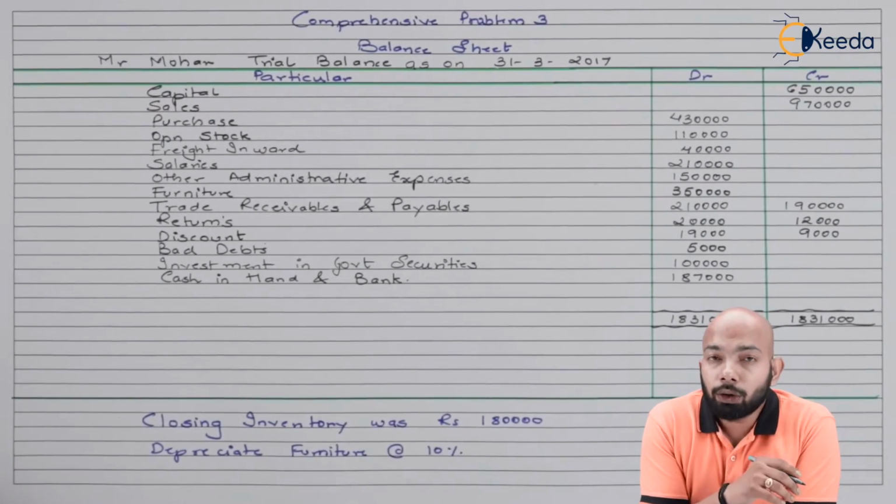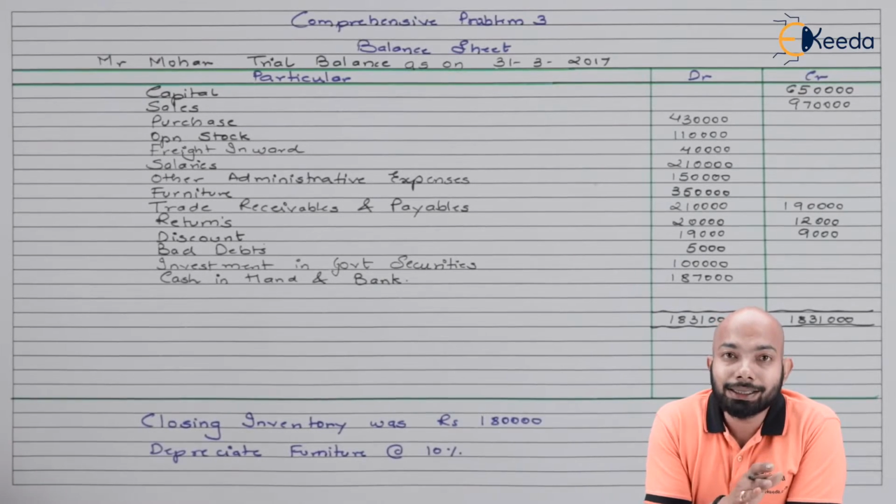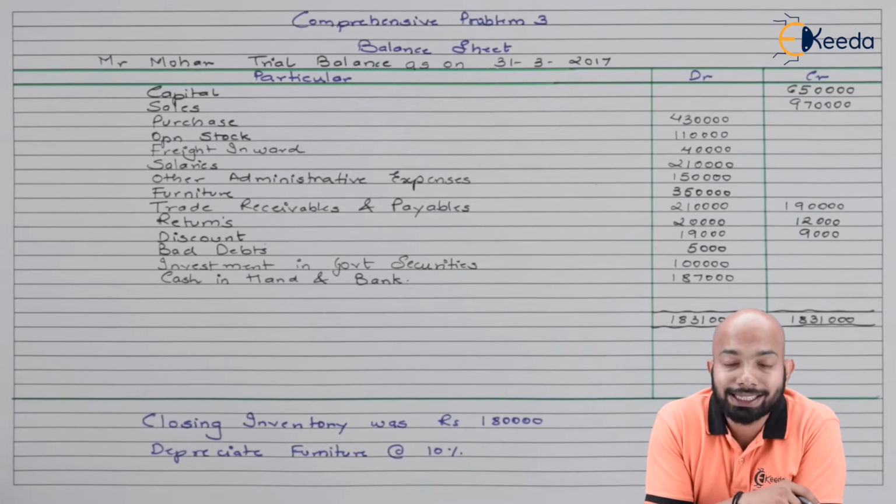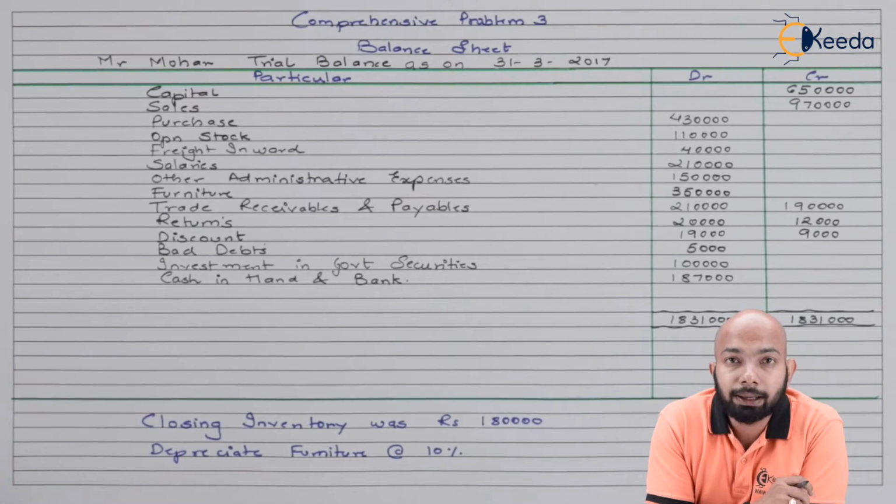So we have the problem for our reference. This refers to Mr. Mohan, who was given the trial balance for the year 31st March 2017. He has given certain details to us. Let's reiterate them for you.